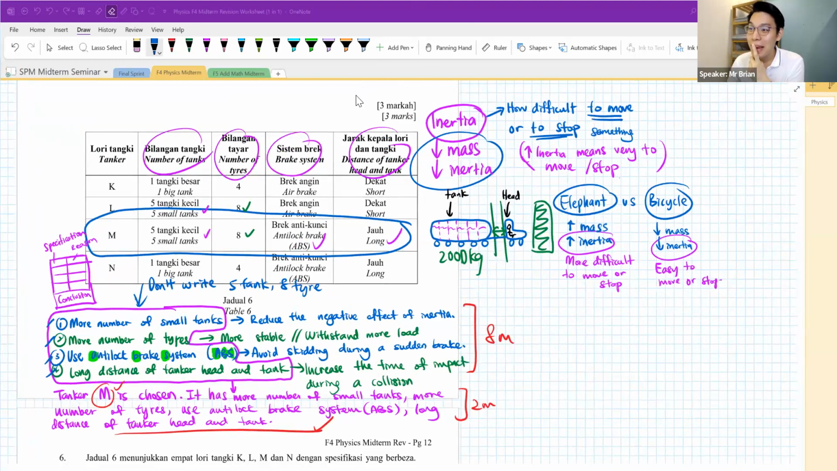Spare some time explaining the application of a jet engine based on the principle of conservation of momentum, like the working principle. Can.